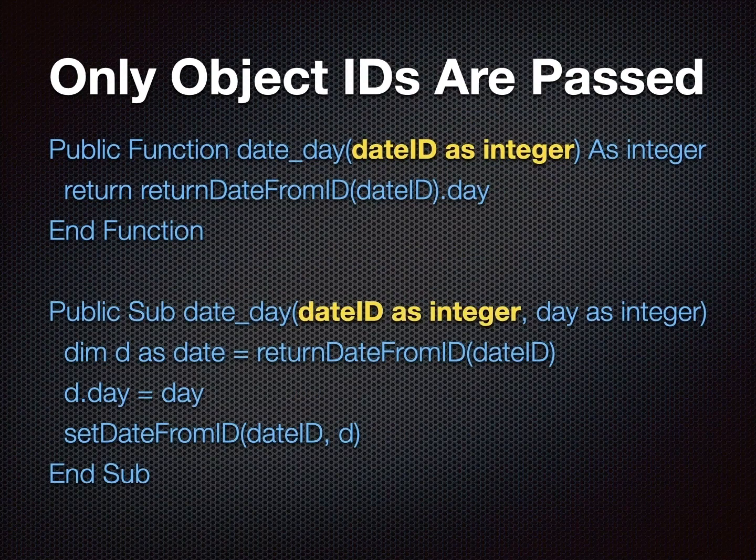Again, only IDs are passed. We can't really magically make the XojoScript understand what dates are, but we can fool it. And back in the main thing, so this is an example of the day function.